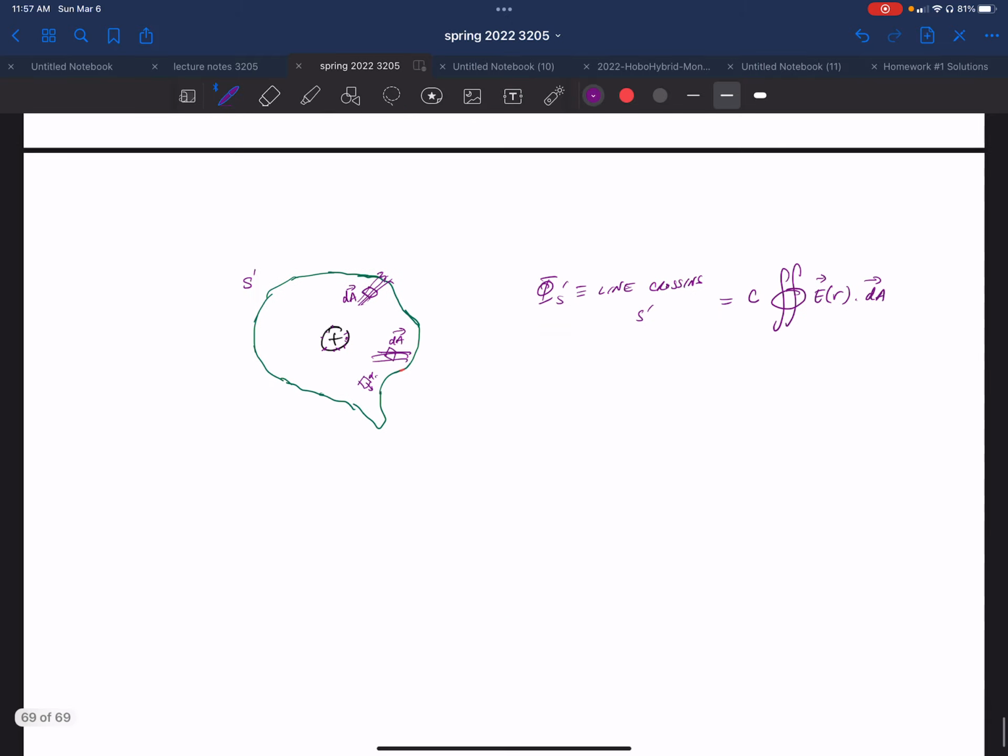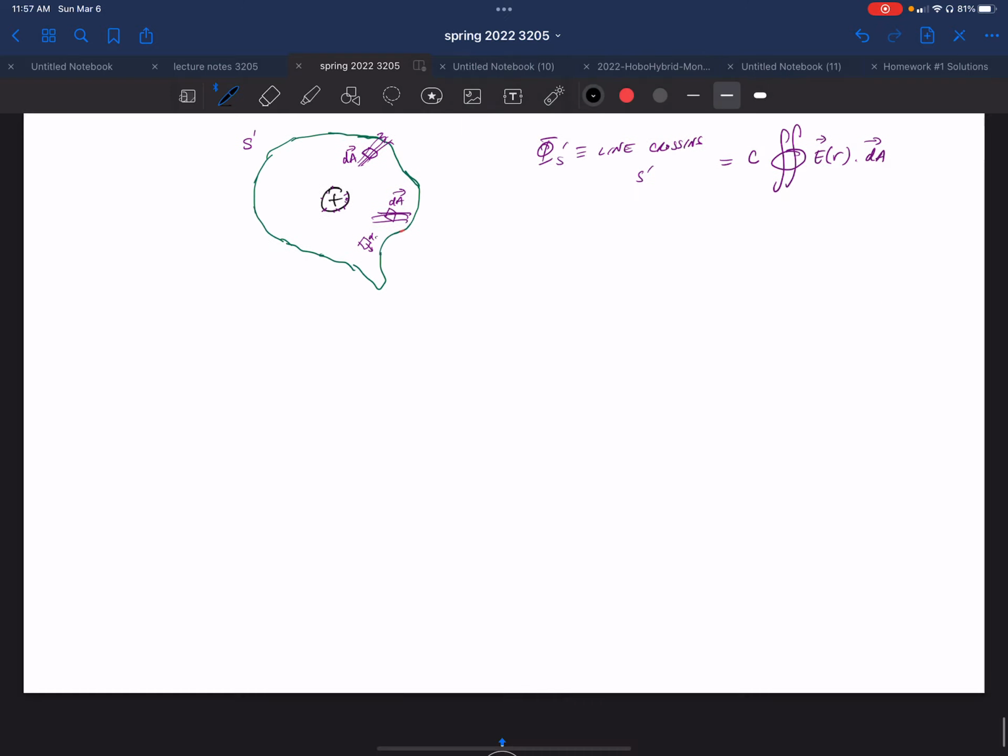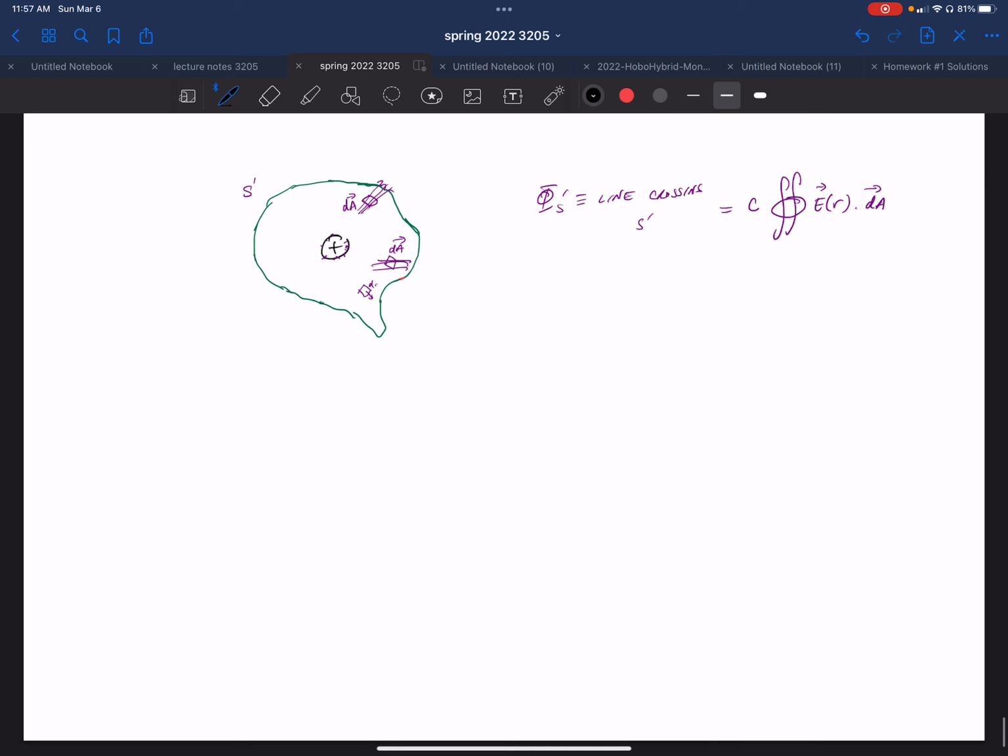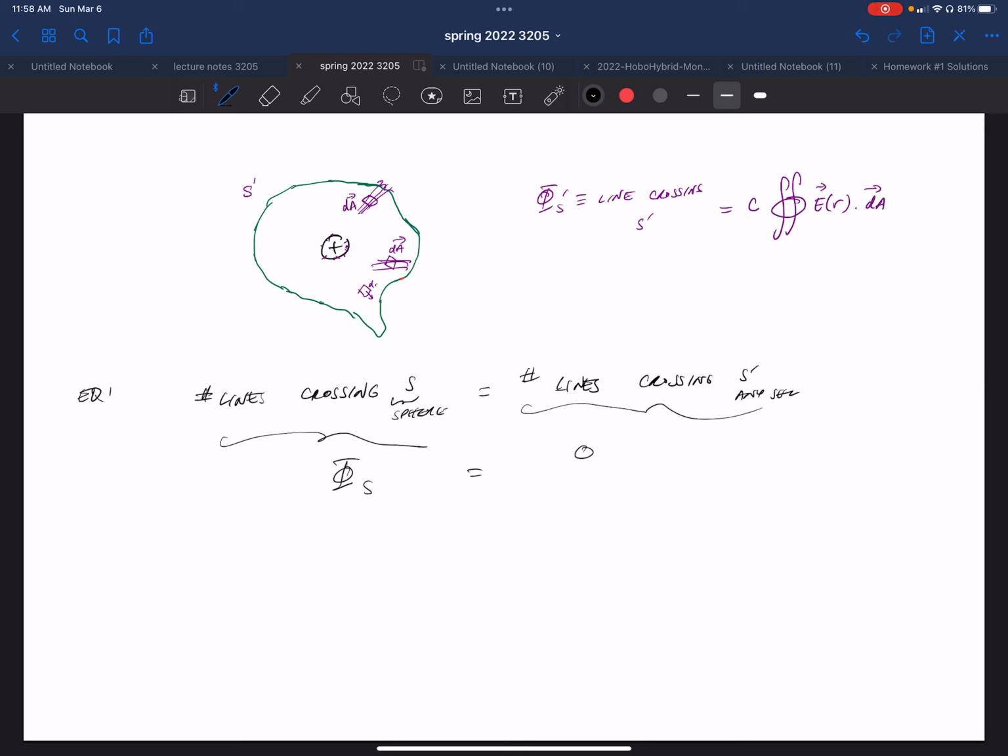So the number of lines crossing S, which was the sphere, is equal to the number of lines crossing S prime. This was equation one. That's any shape, and we call this phi sub S, and we call this phi sub S prime.